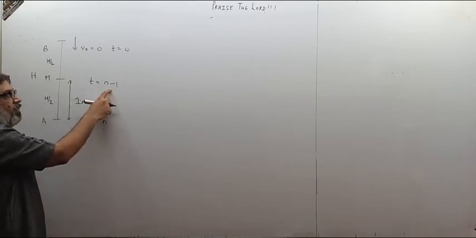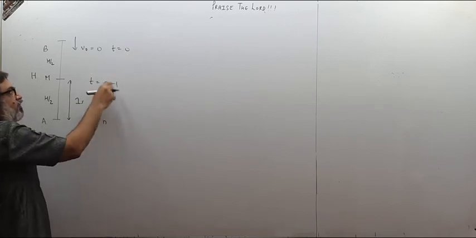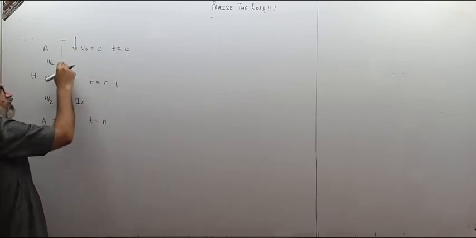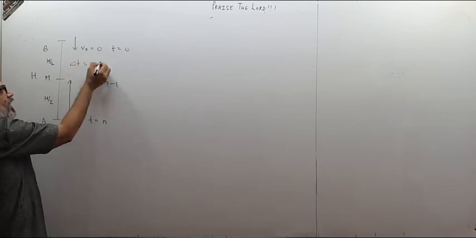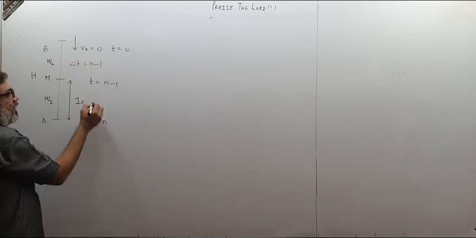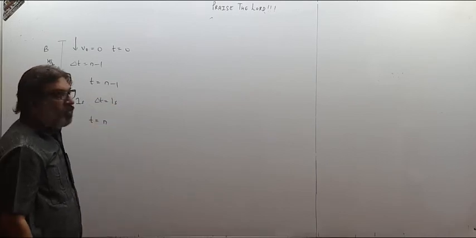N minus 1. So to reach from t equal to 0 to t equal to n minus 1, how much time has the ball taken from here to here? N minus 1. So this delta t is n minus 1. And from here to here, the delta t is 1 second. That is what you have to understand.